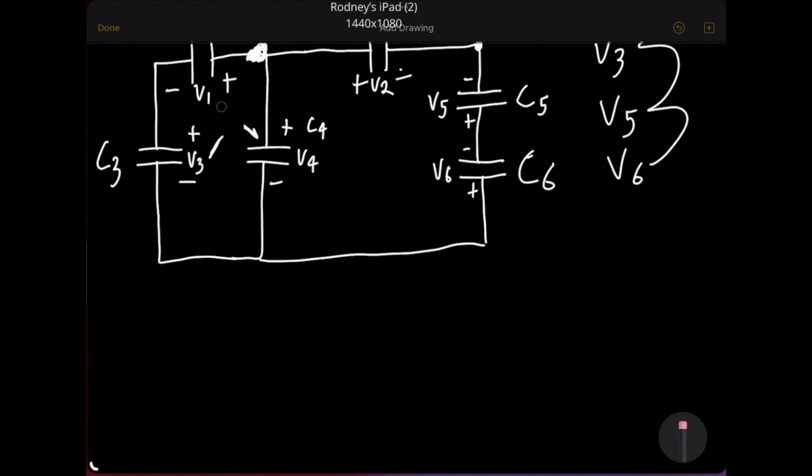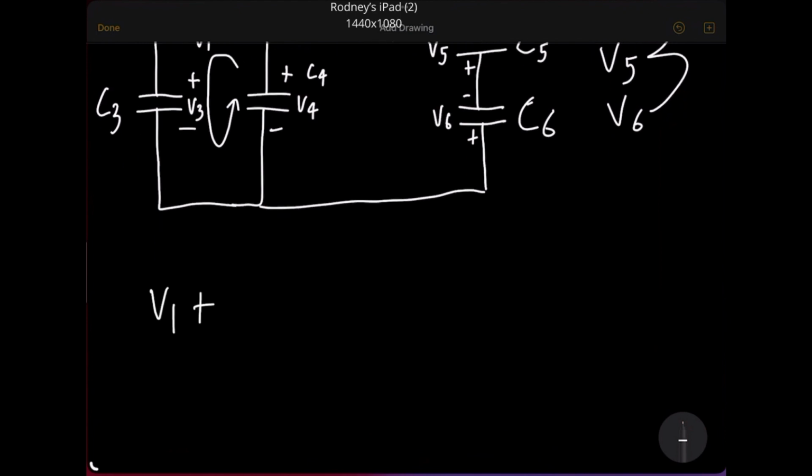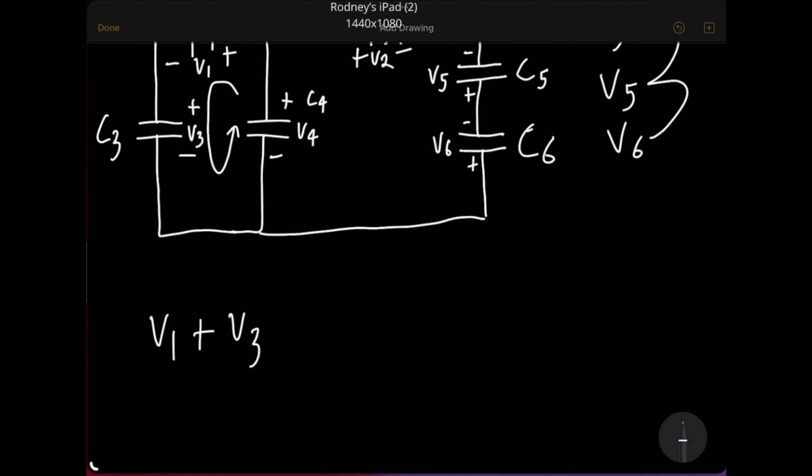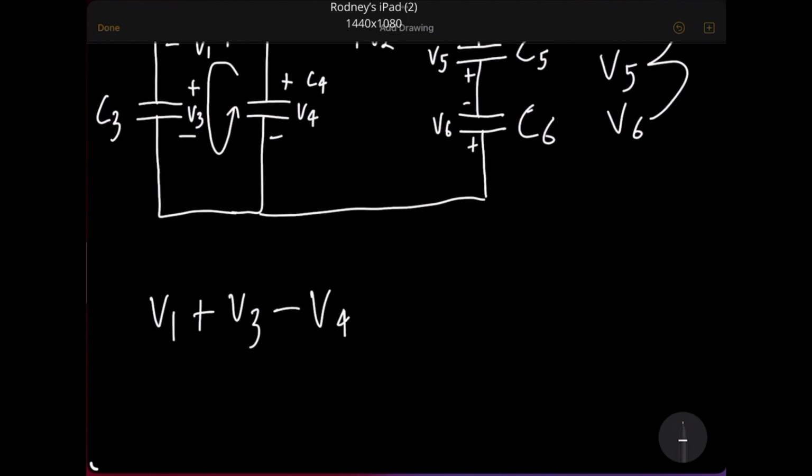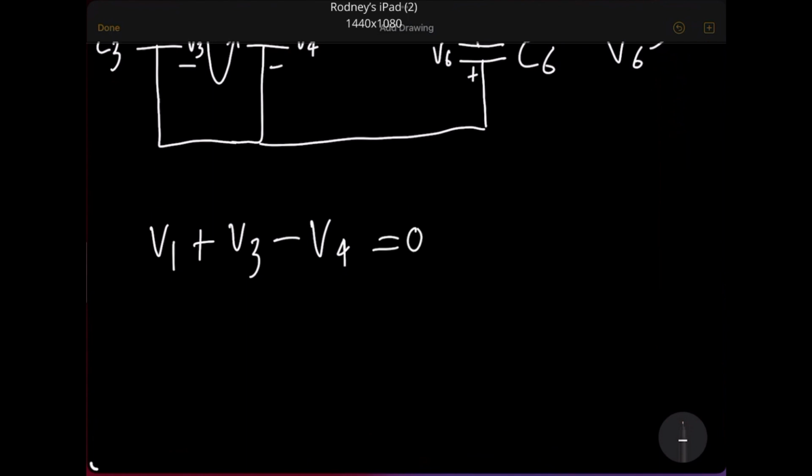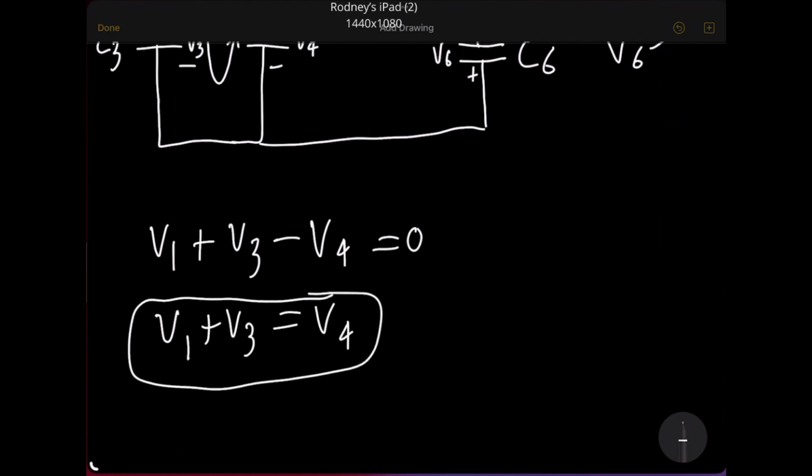So we're going to do a KVL, a loop here. Plus to minus is going to be our positive, and negative to plus will be negative. So as we go in this loop counterclockwise, we hit that plus to minus for V1, so it's going to be positive. Plus to minus for V3, so it's going to be positive. Minus the plus for V4, so it's going to be negative V4, is equal to 0. And then we can plus that V4 over, and then we're going to get this answer.